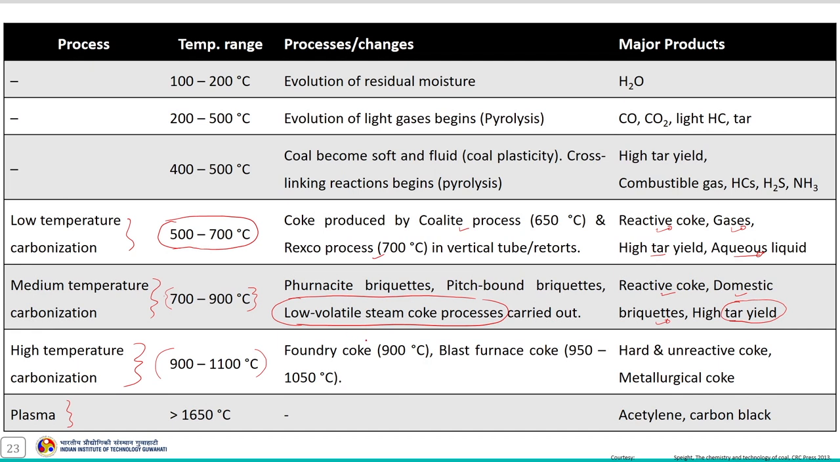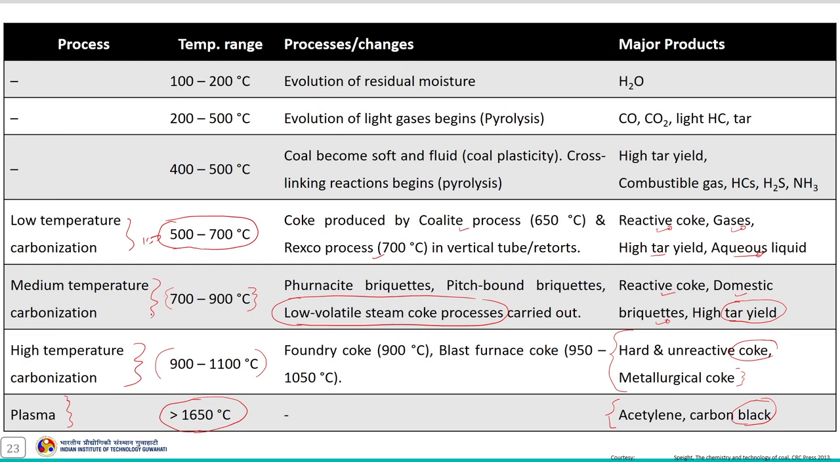And in this process, the coke is produced by different processes like foundry coke or blast furnace coke operation. And the major product obtained from this process includes hard and unreactive coke and the metallurgical coke. However, in case of the plasma carbonization process, it is carried out at a temperature of more than 1600 degree Celsius, and the major product obtained from the plasma carbonization process includes acetylene and carbon black.